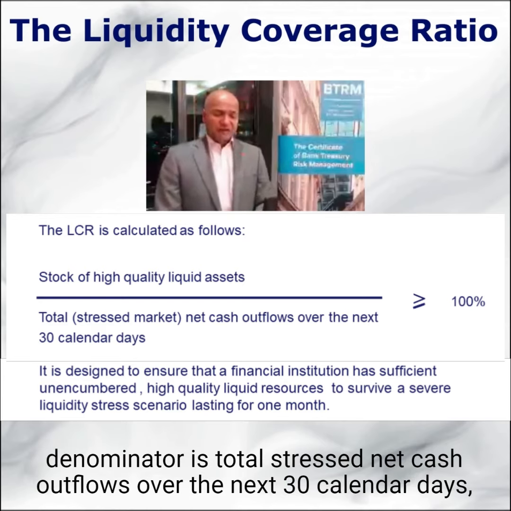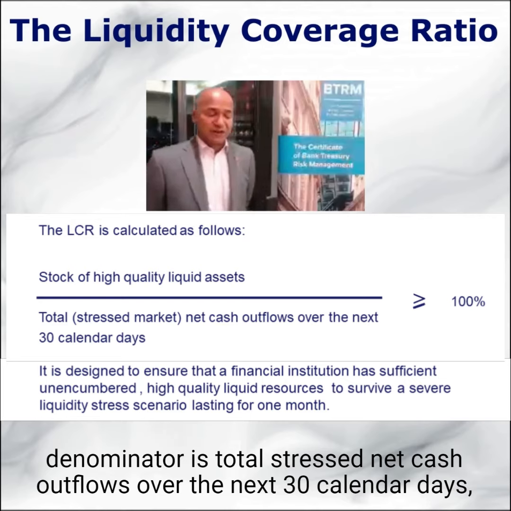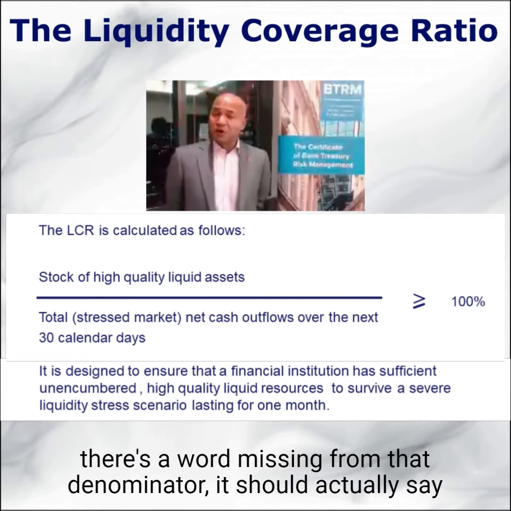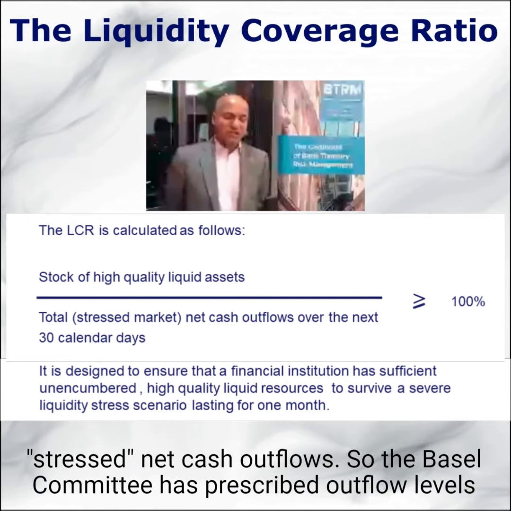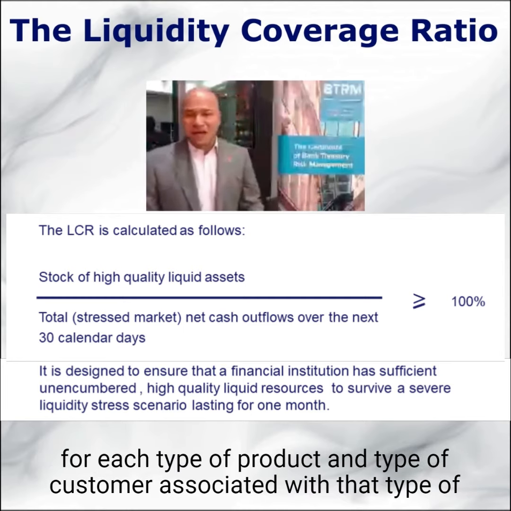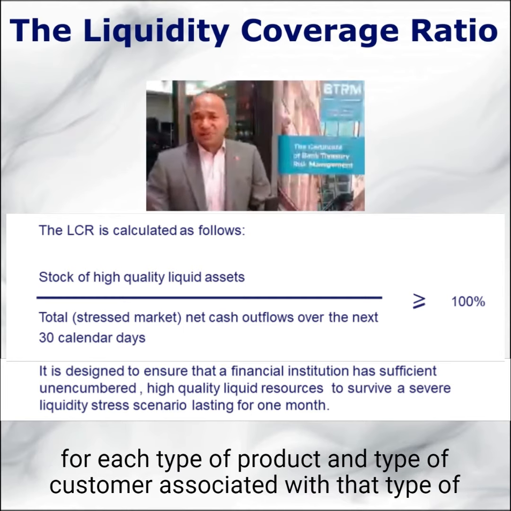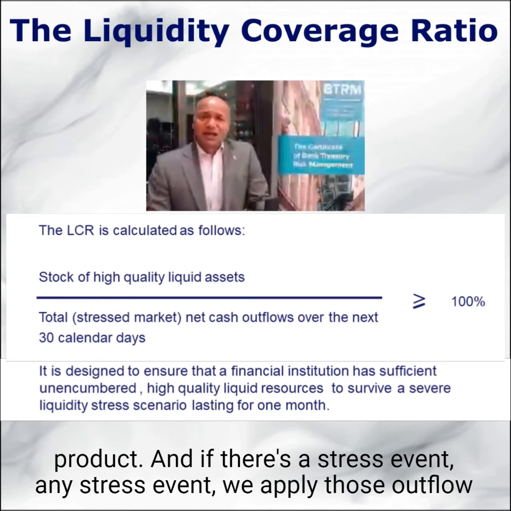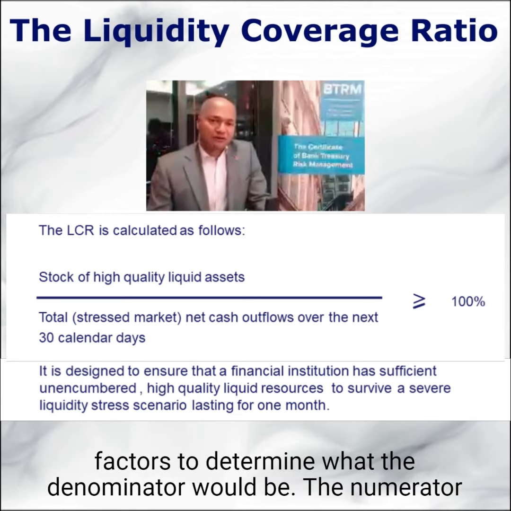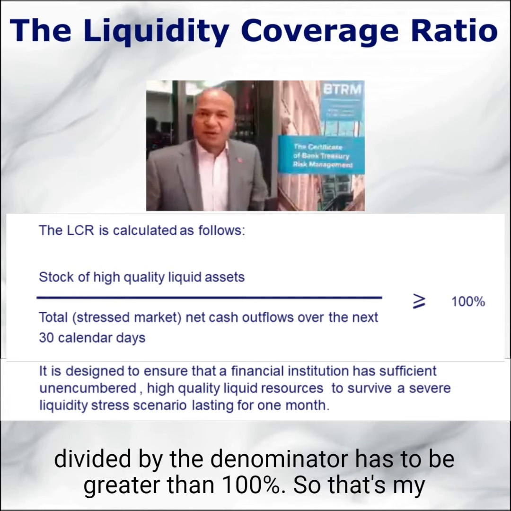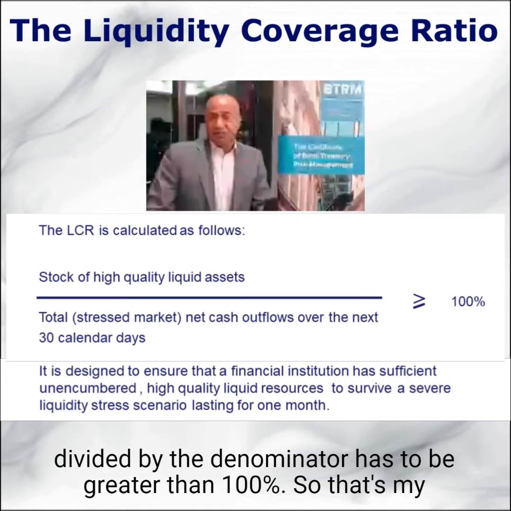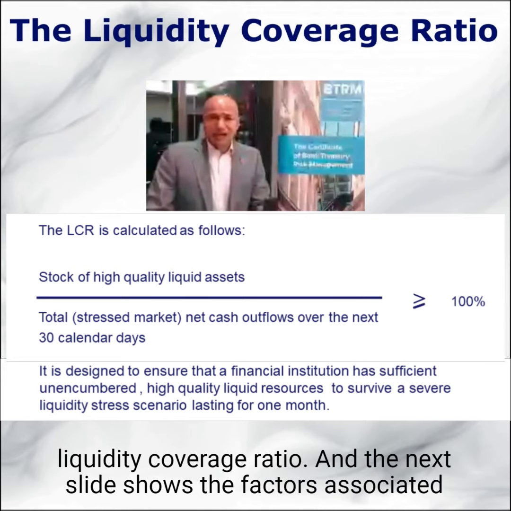And the denominator is total stressed net cash outflows over the next 30 calendar days. There's a word missing from that denominator. It should actually say stressed net cash outflows. So the Basel Committee has prescribed outflow levels for each type of product and type of customer associated with that type of product. And if there's a stress event, any stress event, we apply those outflow factors to determine what the denominator would be. The numerator divided by the denominator has to be greater than 100%. So that's my liquidity coverage ratio.